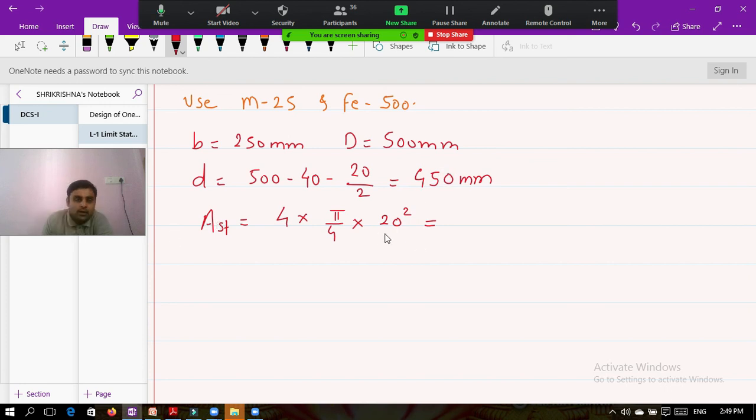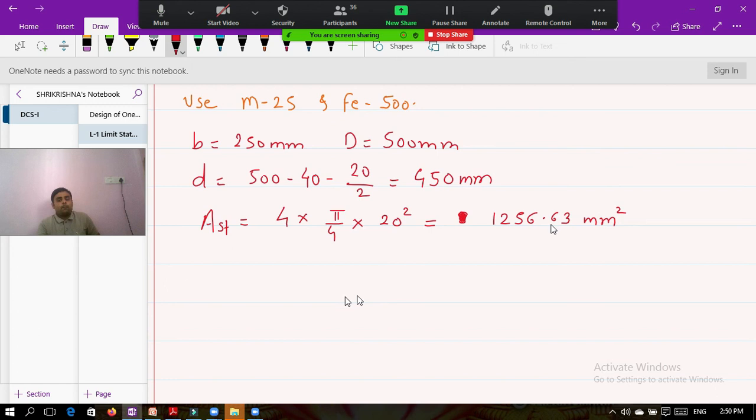Now what is the value of AST? What value did you get for AST? 804? 1256.6. It is 1256.6, and next 63. So 1256.63 mm square. This is the area of steel. Correct?